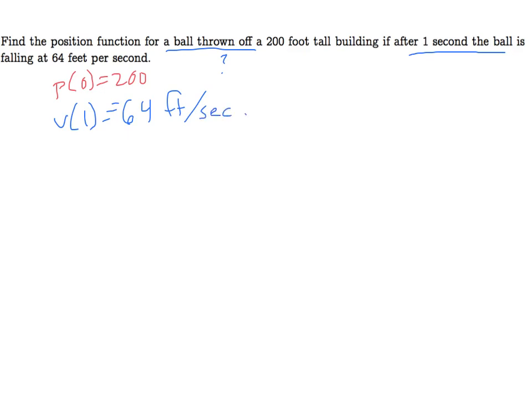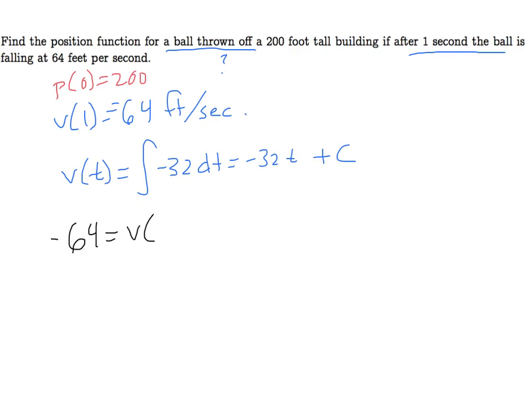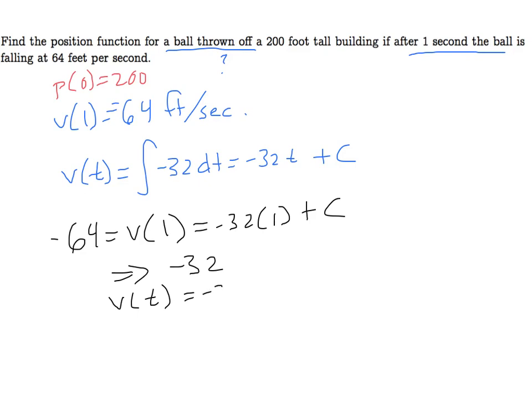But from this information, we can still reconstruct a position function. So once again, we work backwards, and we note that the velocity function is going to be the integral of our acceleration, which is negative 32 feet per second squared, so negative 32t plus a constant. And now using our initial condition, negative 64 needs to equal v of 1, which is equal to negative 32 times 1 plus c. So when I solve for c, c has to be negative 32. So overall, my velocity function is now negative 32t minus 32.